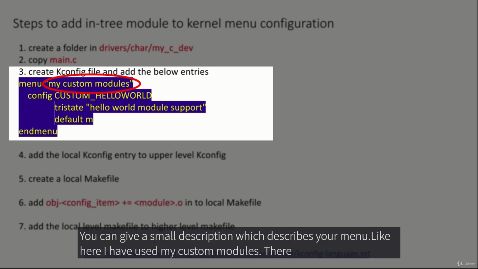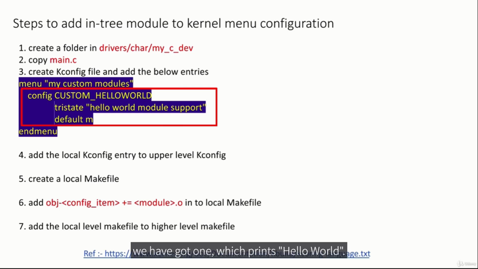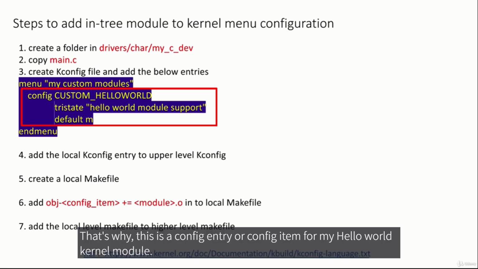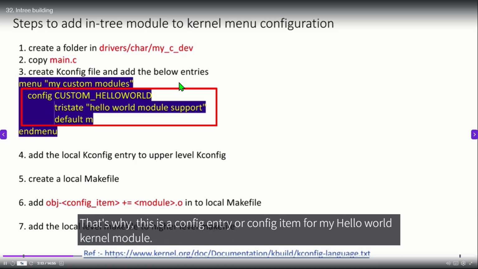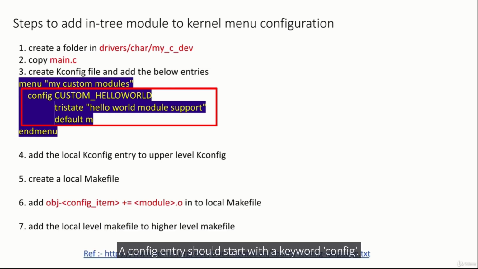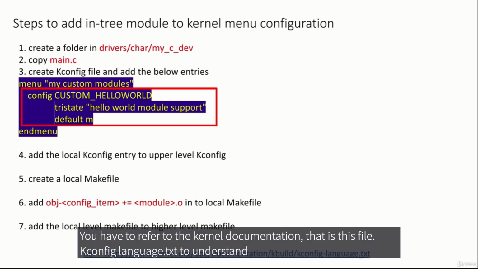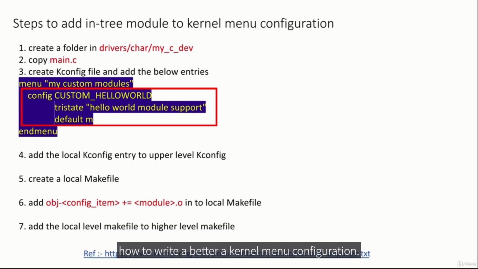Like here I have used my custom modules. There could be many custom modules. We have got one which prints hello world. That's why this is a config entry or config item for my hello world kernel module. A config entry should start with the keyword config. All these are kernel documented kconfig writing syntax. You have to refer to the kernel documentation, that is this file kconfig language.txt, to understand how to write a better kernel menu configuration.